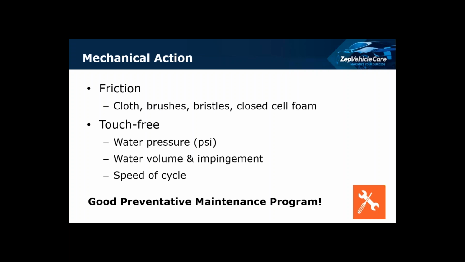The bottom line on the screen there, good preventative maintenance program, that's critical. You want to make sure that, as I said earlier, your friction, your cloth is adjusted properly where it's touching the vehicle right, or it's not touching too strong to rip parts of the vehicle off, but it's just right. But also that all the mechanical parts of your wash are working well.